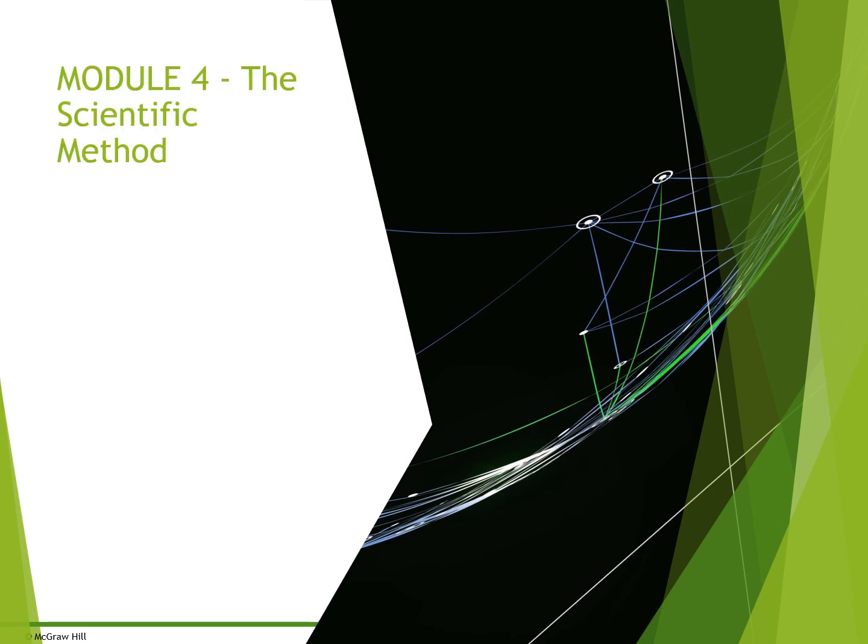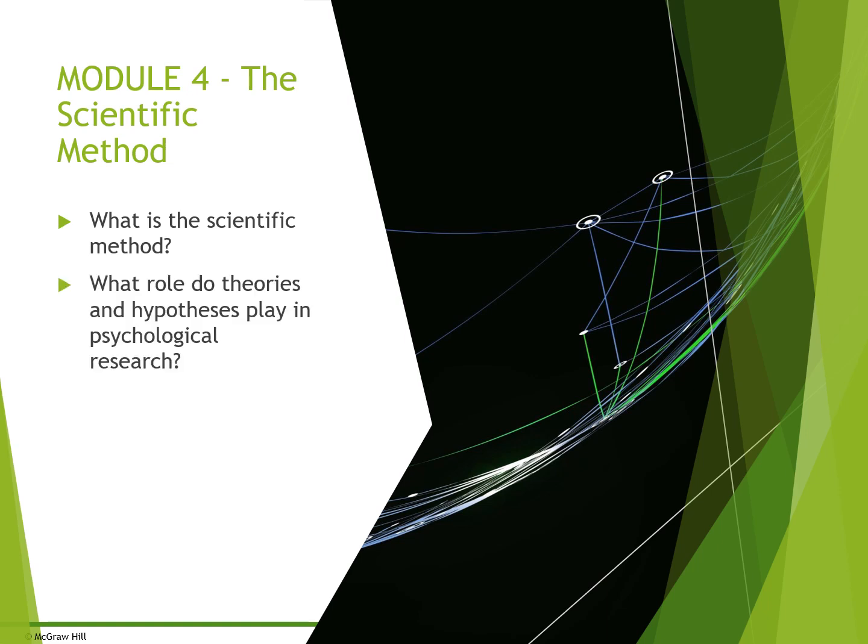So let's start off with module 4, and this module is called the scientific method. And the 2 questions that we are going to answer in this module is, of course, what is the scientific method? What all does that entail? And then also the second question is, what role do theories and hypotheses play in conducting psychological research? So we'll not only talk about what theories are, but we'll talk about what hypotheses are and how those stem out of theories.